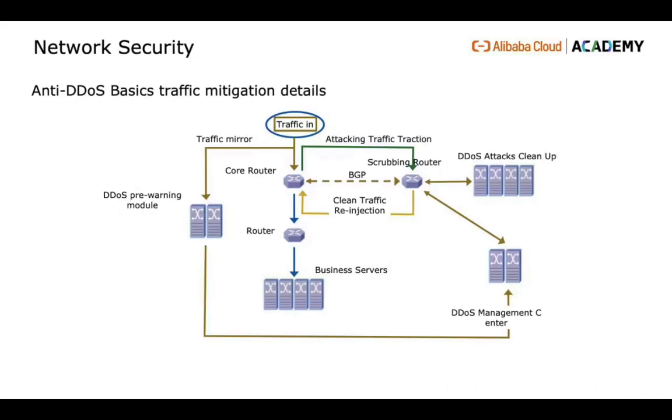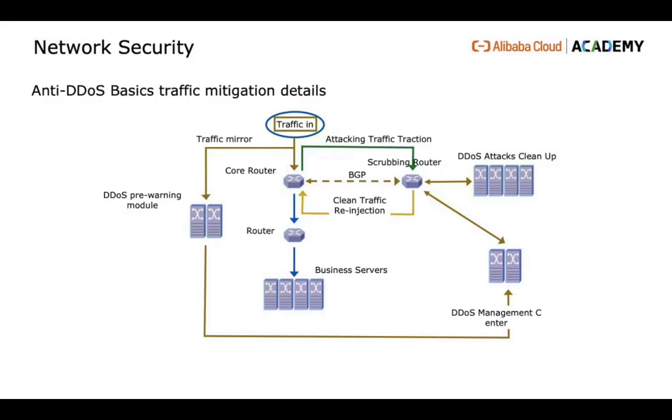This picture shows how Anti-DDoS Basic does the traffic mitigation. Every incoming traffic will be mirrored and sent to a pre-warning module. If the pre-warning module detects any suspicious traffic, it will notify the management center. The management center will use a scrubbing router with border gateway protocol to attract the attacking traffic to the scrubbing modules. After the attacking traffic is mitigated, the clean traffic will be re-injected to the original servers.